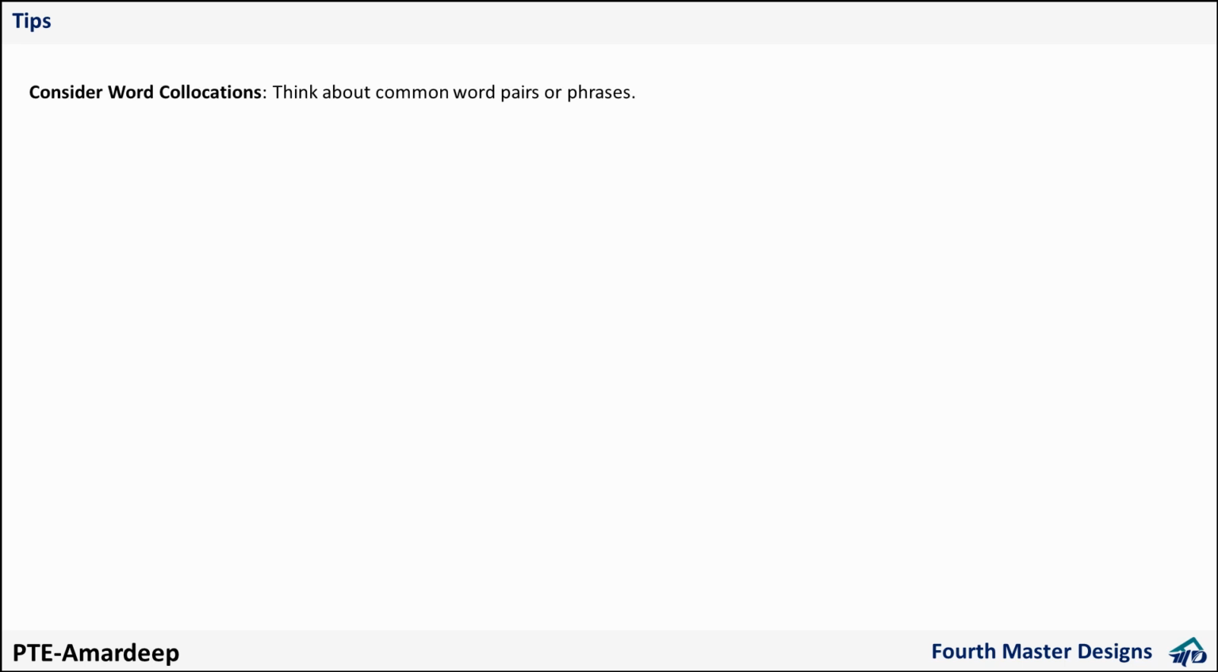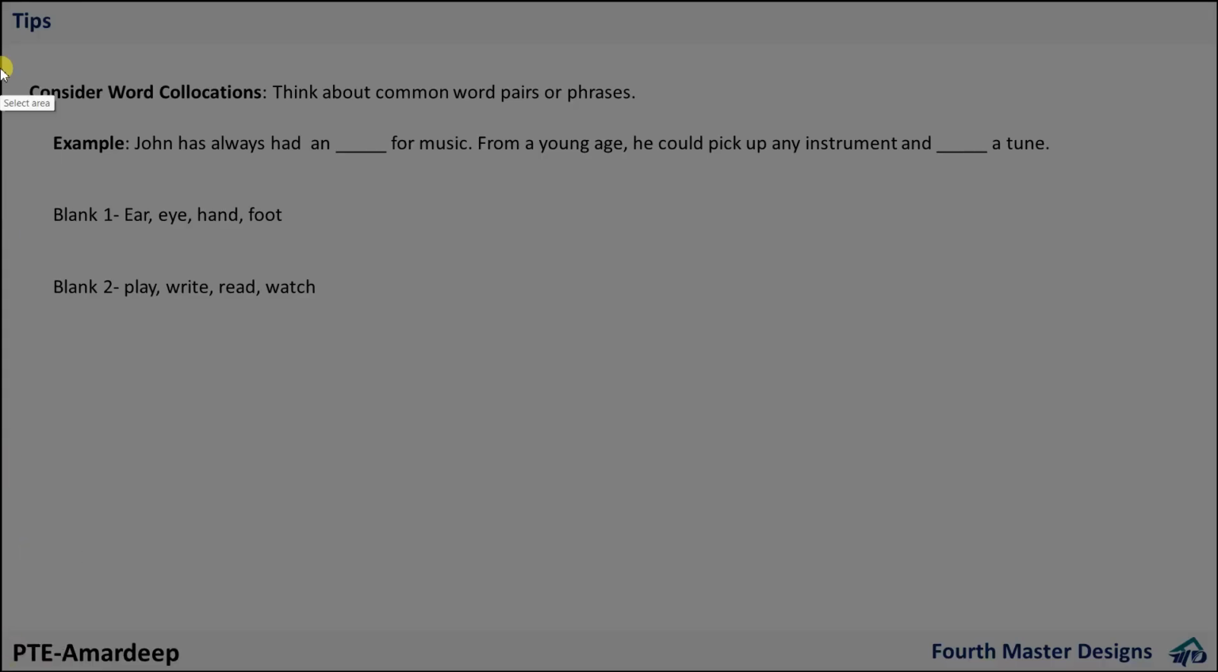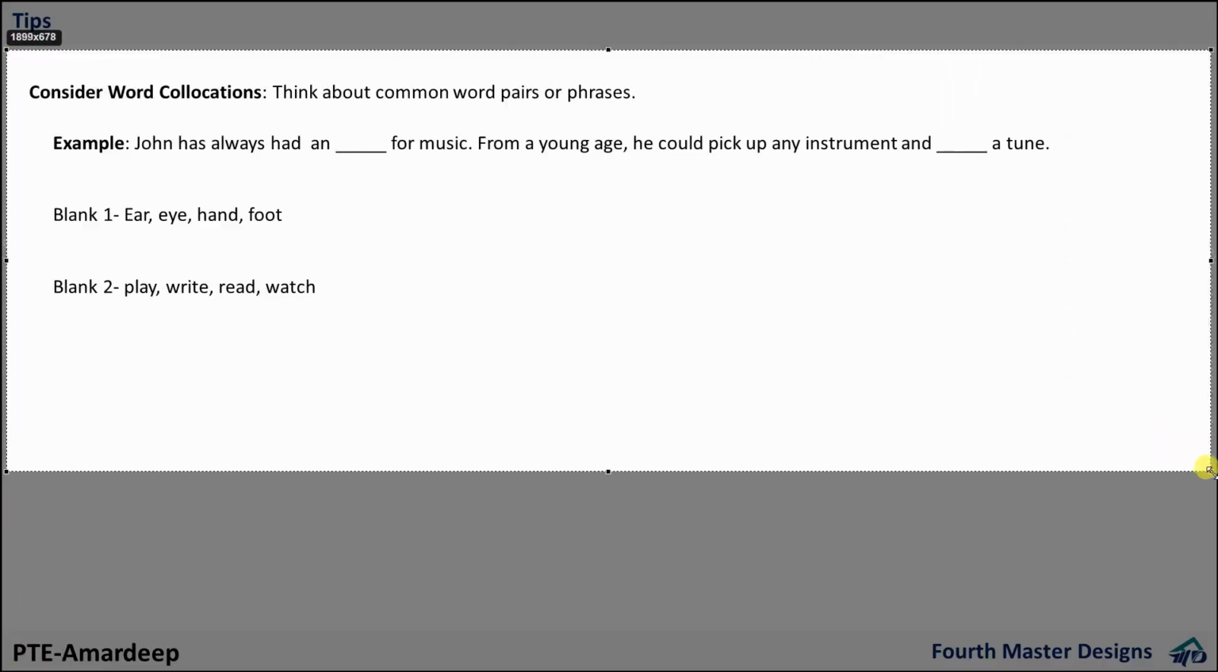Then guys, the next rule. Keep a group of words, pair of words, collocations in mind. For example, John has always had a dash for music. From a young age, he could pick up any instrument and dash a tune. Here it looks like they are talking about his skills, like he can just pick any instrument and play it. Okay, now let's go with our blank first.